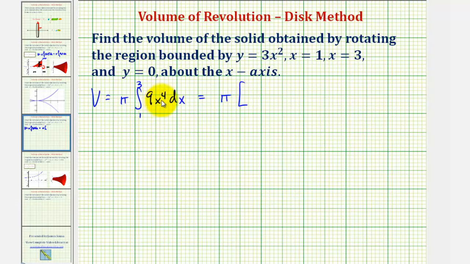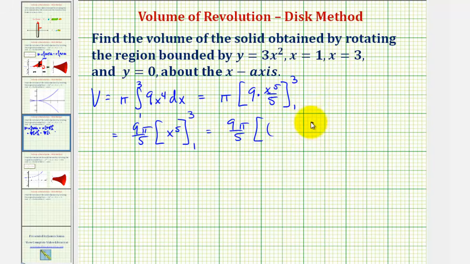The antiderivative of 9x to the fourth would be 9 times x to the fifth divided by 5. Let's go ahead and factor out the 9/5. This would give us 9 pi divided by 5. And now we'll evaluate x to the fifth at 3, and then 1, and then find the difference. So when x is 3, we have 3 to the fifth, and when x is 1, we have 1 to the fifth.